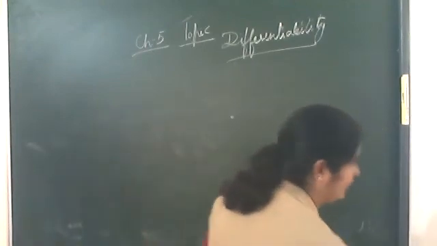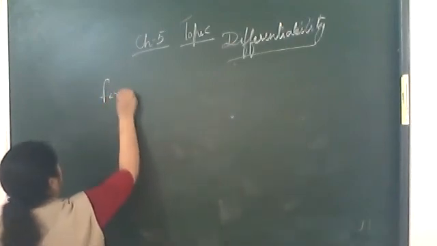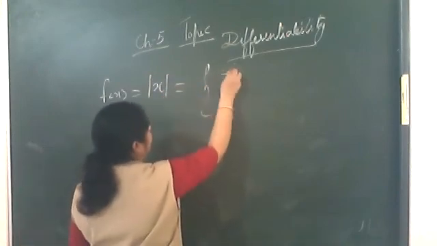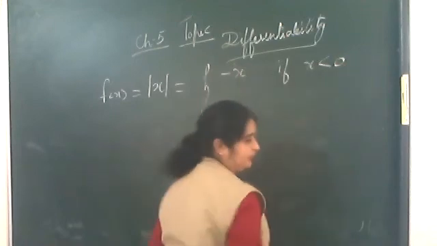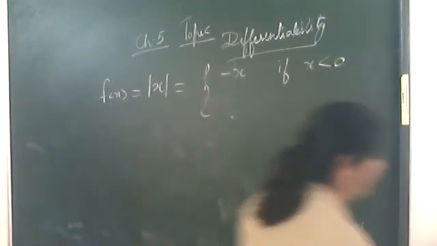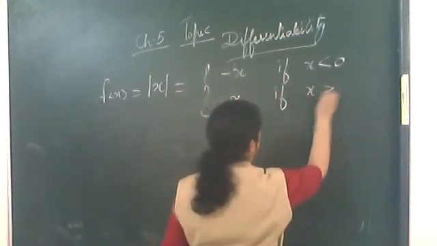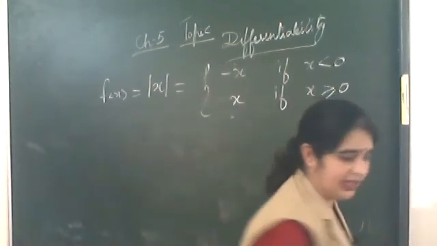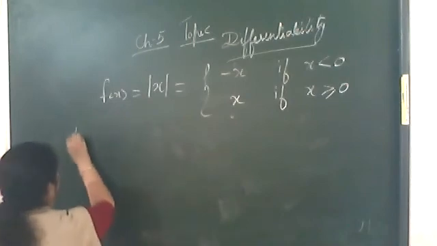Just see, f(x) is equal to mod of x. How can you define this function? You can define it as minus x if x is less than 0, and x if x is greater than or equal to 0. You know this. We have defined this function in our earlier classes also. Clear? Now, what is LHD?